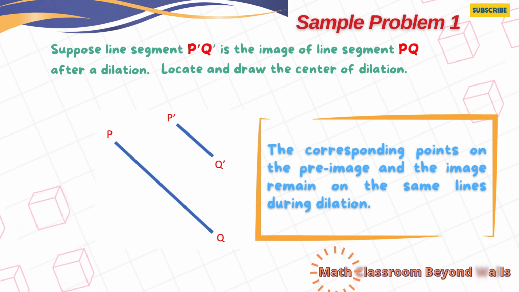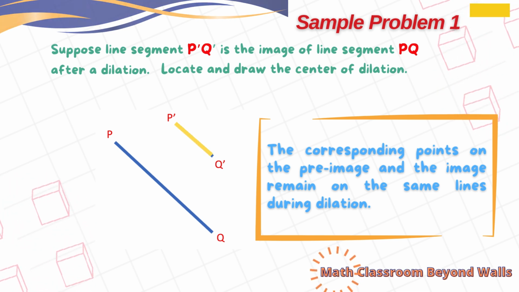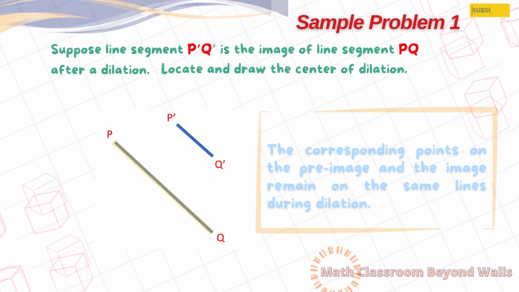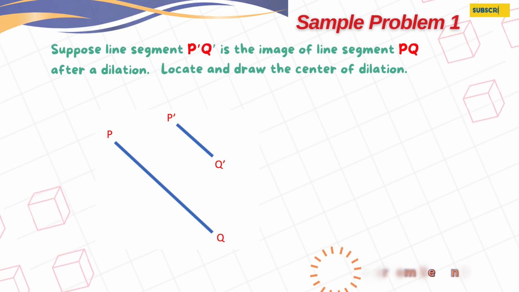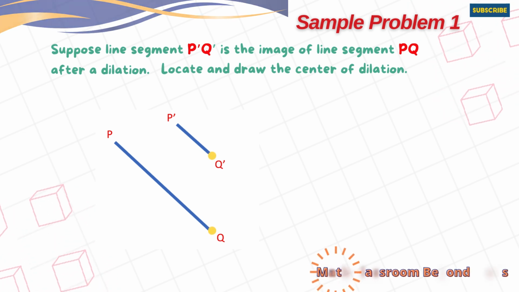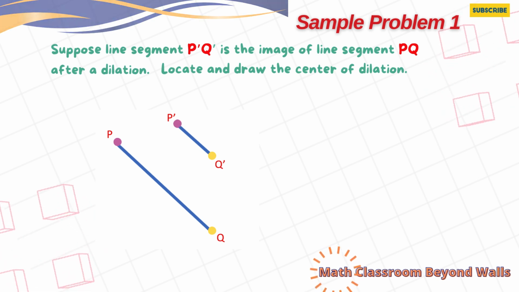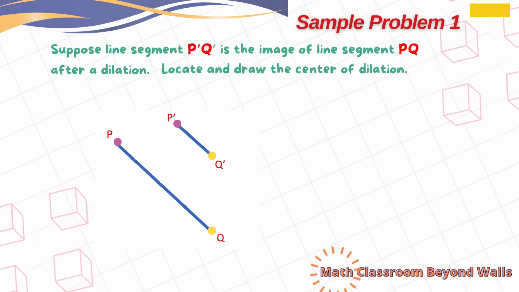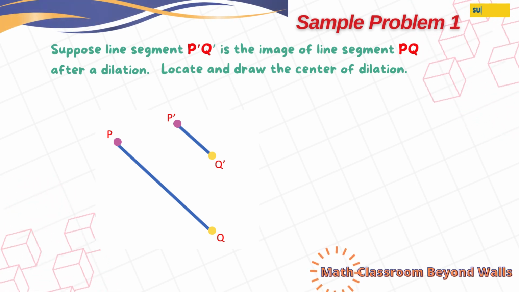Okay, so on the figure, the image is line segment P prime Q prime, and the pre-image is line segment PQ. To locate the center of dilation, we will draw a line connecting the corresponding points Q and Q prime and another line connecting points P and P prime. When drawing the lines, extend the lines so that you will be able to locate the points where they meet. Let's go.